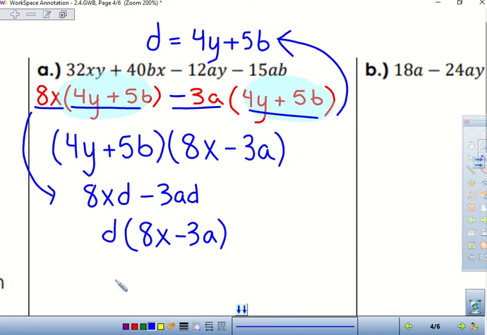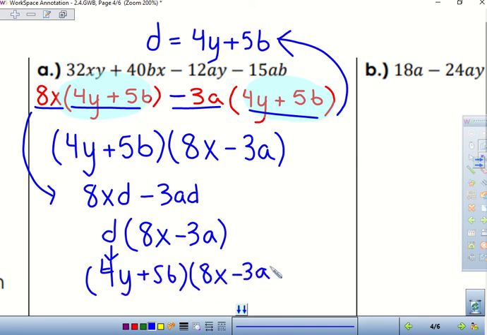Now, what is d actually equal to? I can now substitute in for d with 4y plus 5b, and that leaves me with this. Does that make sense? If that doesn't quite make sense to you, it will, I promise, after time. But what you can always remember, if that confuses you, is whatever's on the outside gets paired together into one binomial. Whatever they have in common, you write once. Okay?